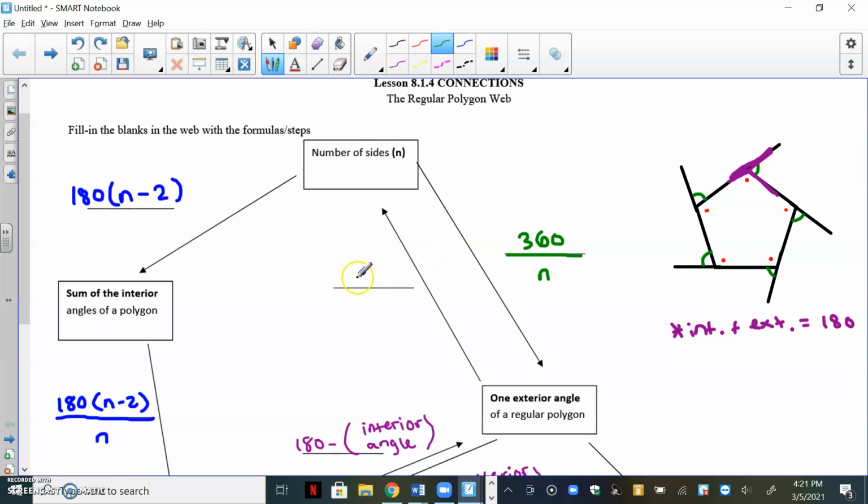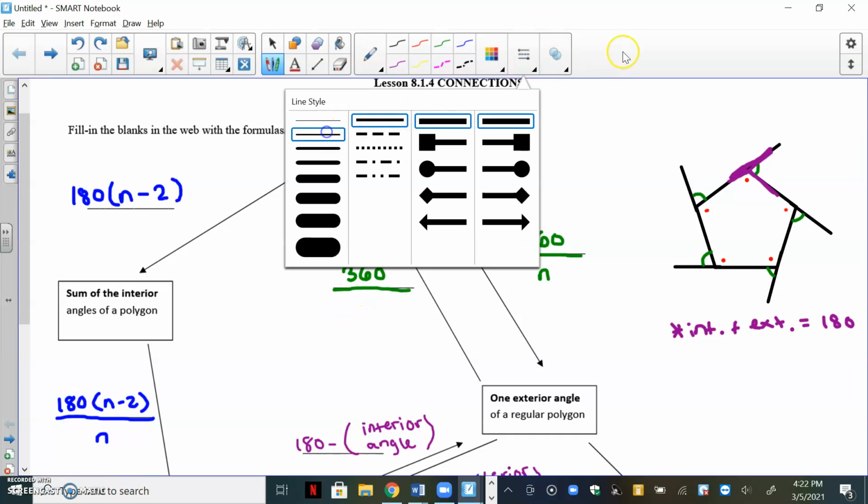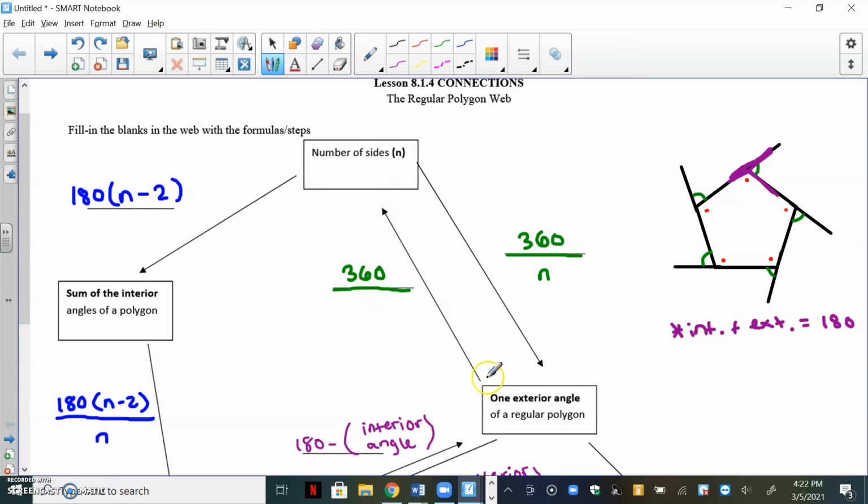All right, similarly, if I wanted to figure out how many sides I have based on my exterior angle measure, then it's a very similar formula. I just have to divide 360 by that exterior angle. That's because the number of sides times the exterior angle measure is going to equal 360.